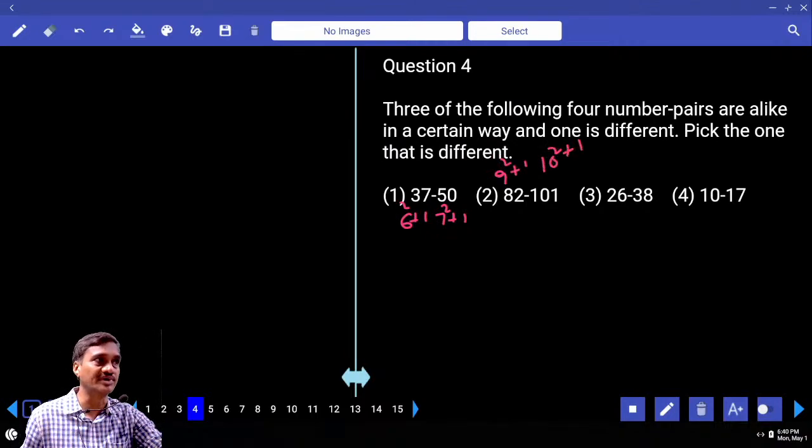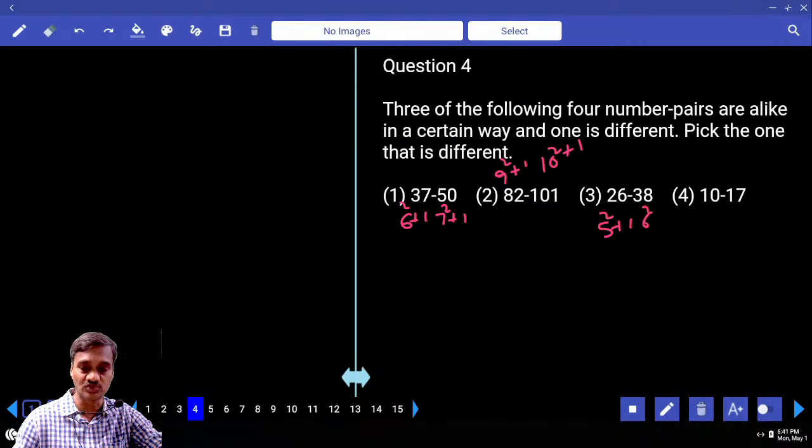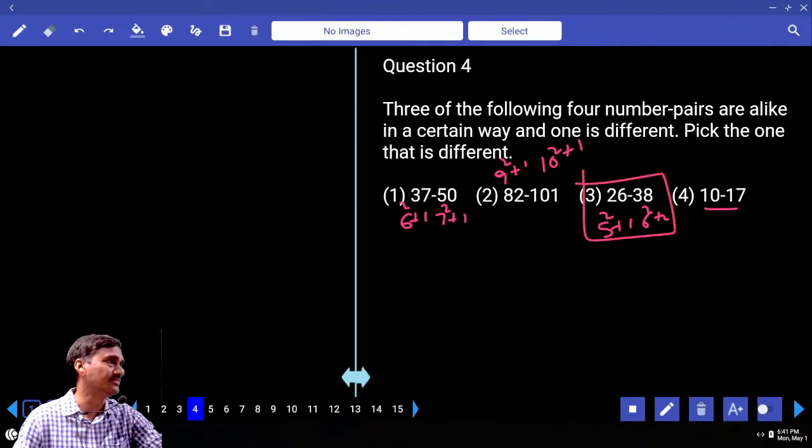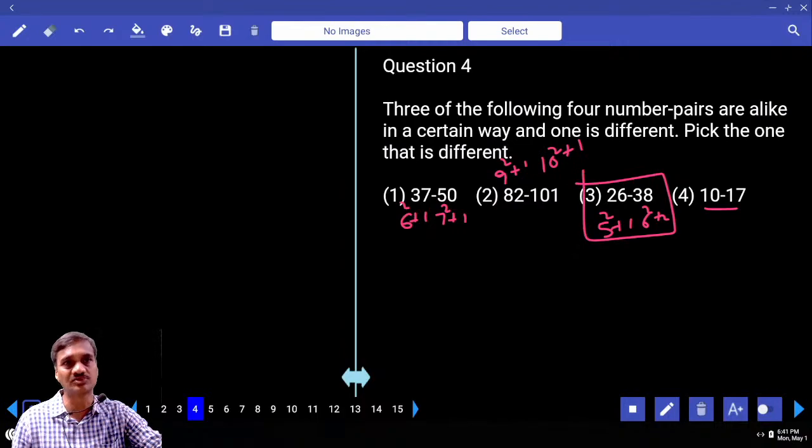And in the same way, 26, 5 squared plus 1, isn't it? Now here it is 6 squared plus 2. Now here 10, 3 squared plus 1 and 4 squared plus 1. Except choice 3, the remaining are of the same format. What is the format here? N squared plus 1.